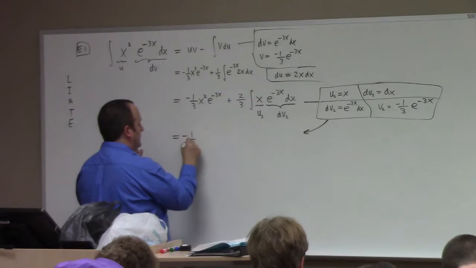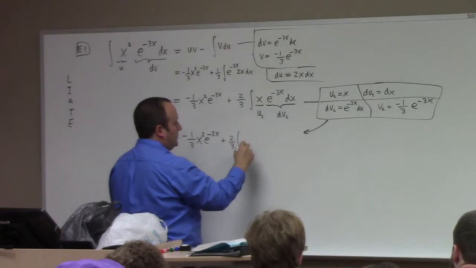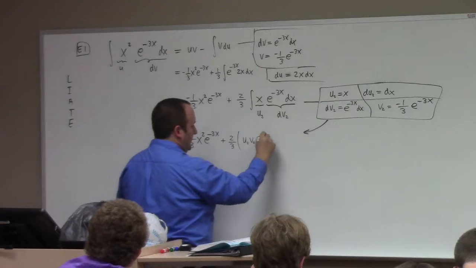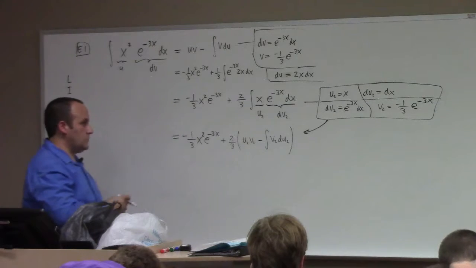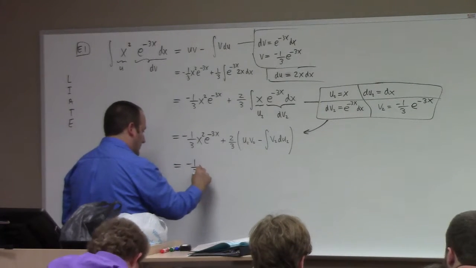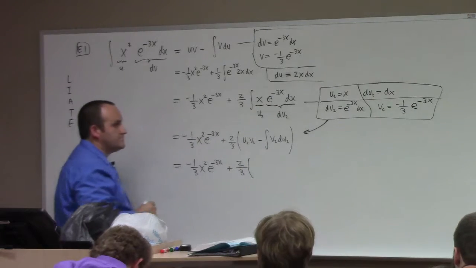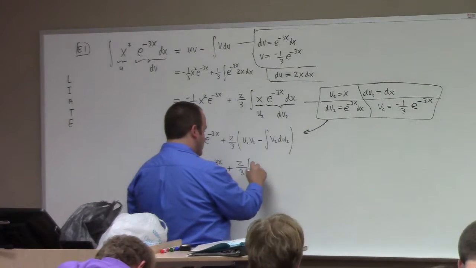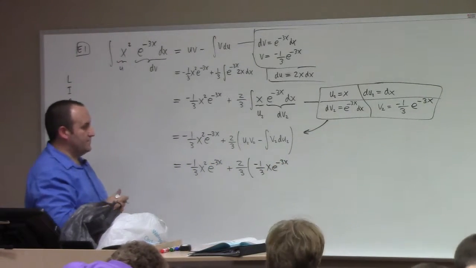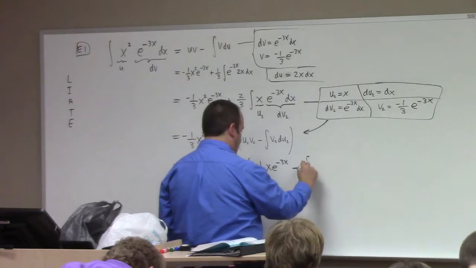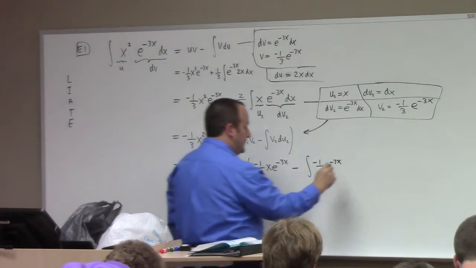Let's see here. I'll write it down here. I'm supposed to do u2 v2 minus the integral of v2 du2, right? So what is that? So u2 v2 is x times minus 1/3 e to the minus 3x. That's my u2 v2 term. And then minus the integral of minus 1/3 e to the minus 3x. This time du2 is just dx.